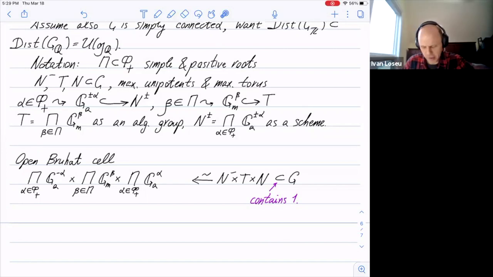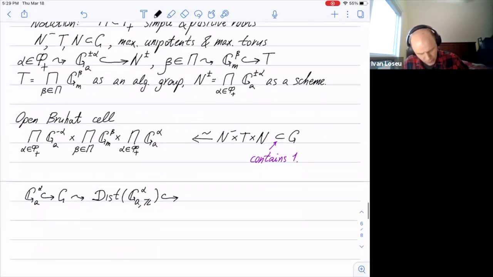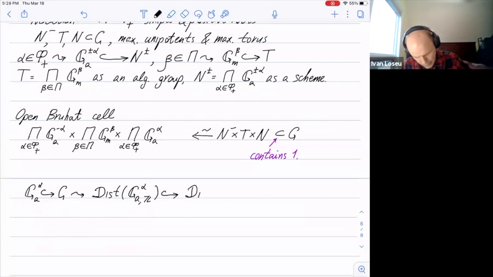All right, so how are we going to use this decomposition to describe the distributions over Z as sitting inside of here? Well, say an algebraic group homomorphism from G_a alpha to G gives rise to the embedding of distribution algebras, Dist of G_a into Dist of G_Z.